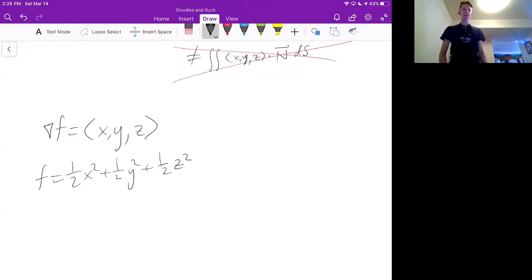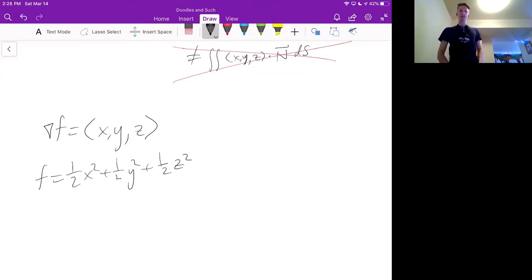The reason that's good is I want to use part A, right? And part A only tells me things about the flux of gradients. So in order to know something about this vector field, I should probably write it as the gradient of something. And so we've done that now.